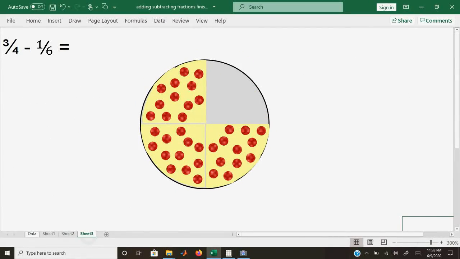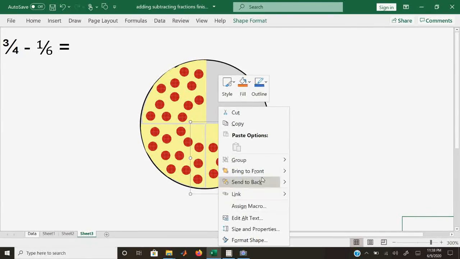And then if we look at subtraction, we really have to do the same thing. If we're going to take away 1/6, we have 3/4. The only way we can do that is to break the fourths apart. And we can do that.